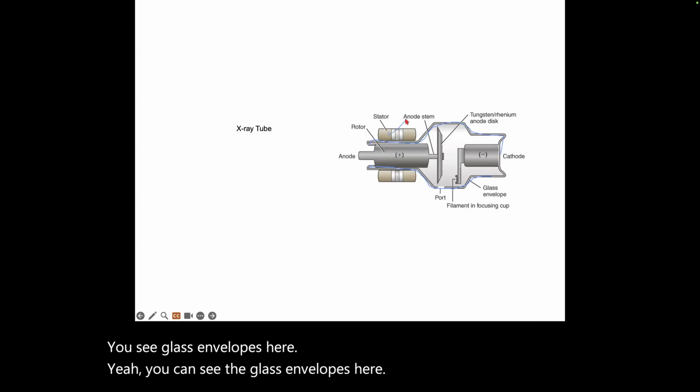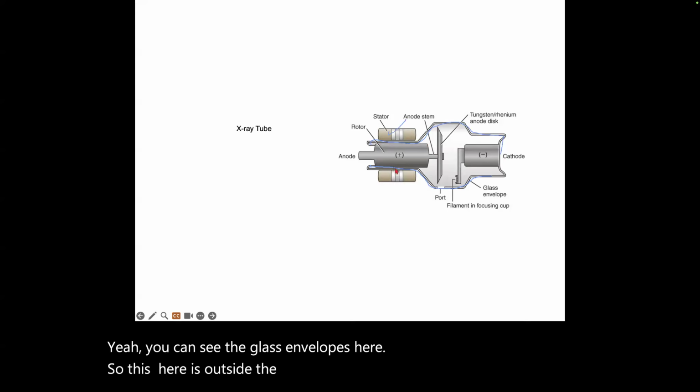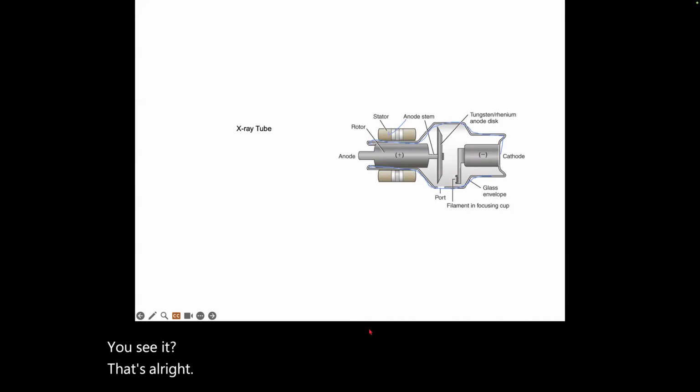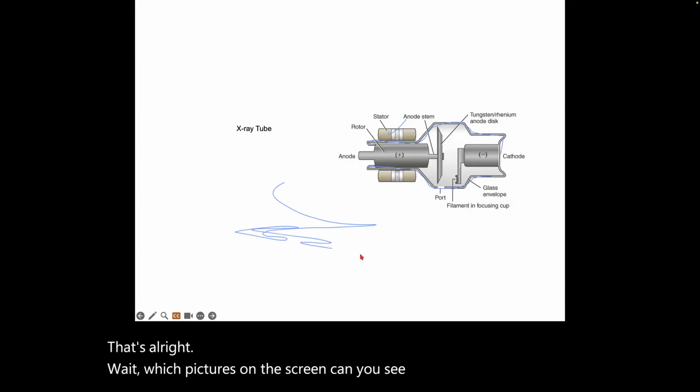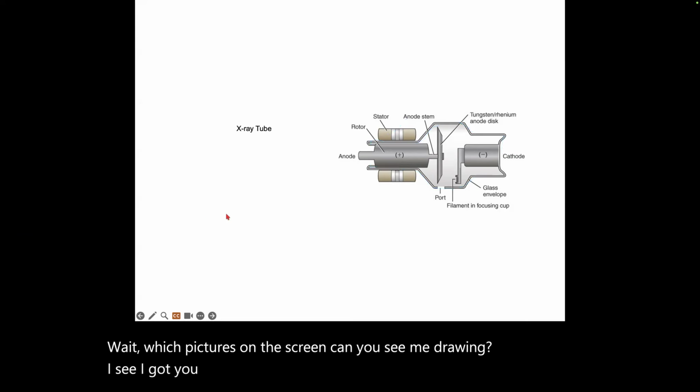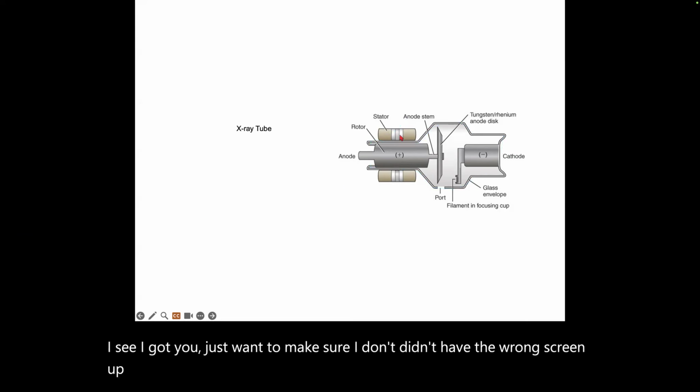So this one here is outside the envelope. You see it? I was looking at a different picture. My bad. That's all right. Can you see me drawing? Yeah, but I have my laptop up with the other picture. Oh, I see. Just want to make sure I didn't have the wrong screen up. Okay. All right. So the stator is outside the glass envelope.